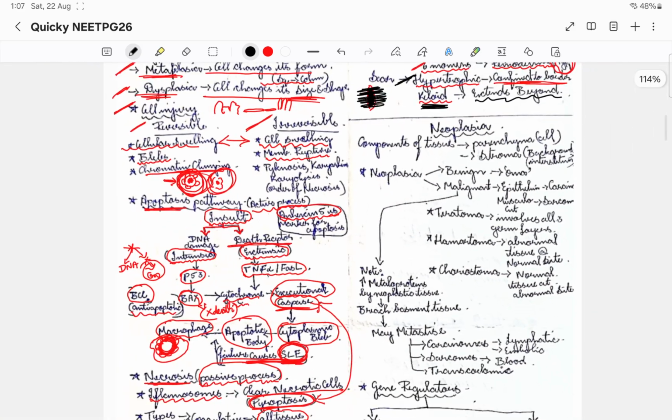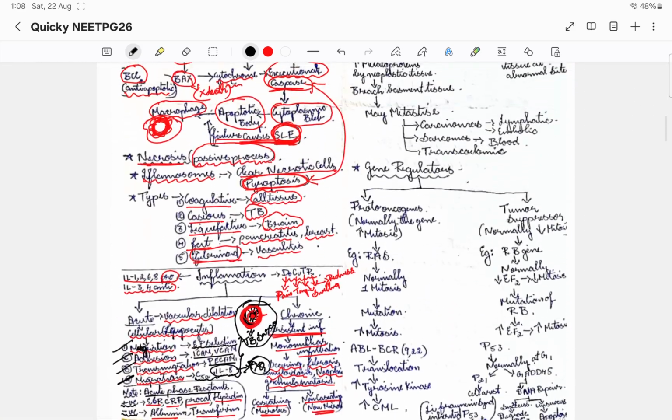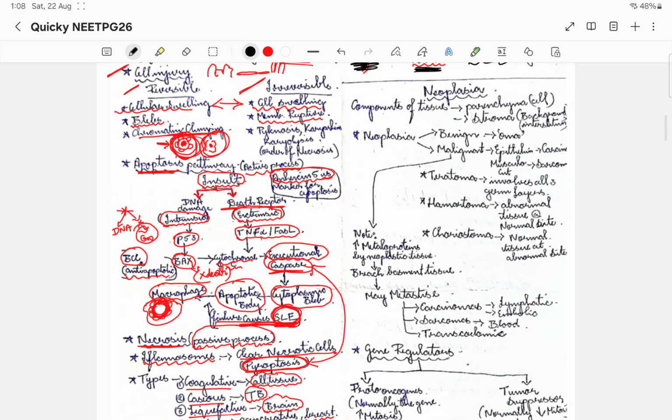I'll make neoplasia very easy and interesting for you, so that it will be easier when we start discussing the neoplasias of particular systems, like brain cancer, bladder cancer or penile cancer in urology, or ovarian cancer in obstetrics and gynecology. It will be easier for you when you know all these nomenclatures.